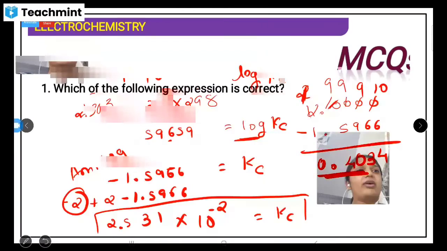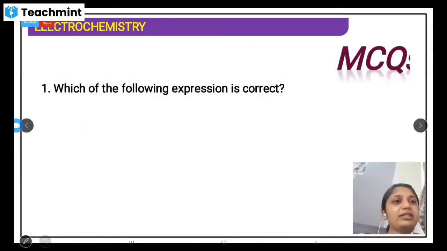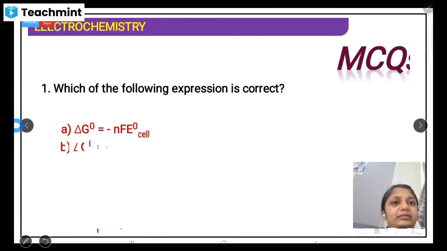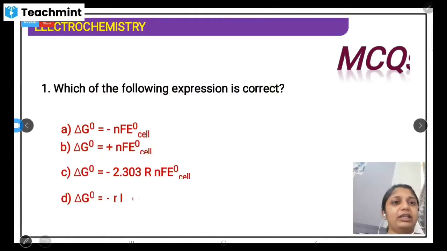Students, let's solve MCQ questions. તમારે જ આન્સર આપવાના છે. Which of the following expression is correct? Tell me. What is correct expression? A, B, C or D? A. Very good. A is the correct answer.